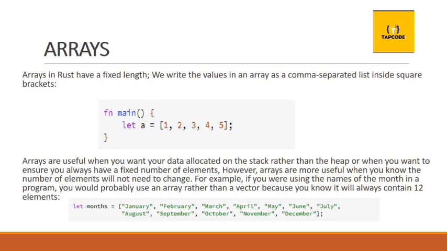So now if you look at the example, I select months equals January, February, March, April, May, June, July, August, September, October, November, December. I have listed them. Now in the next slide we are going to be seeing more about how this can be called and how it can function well.